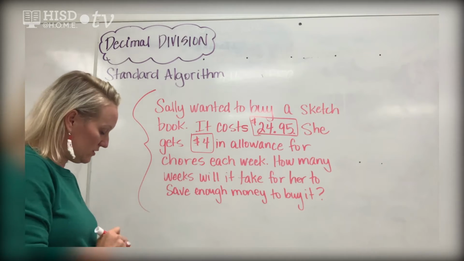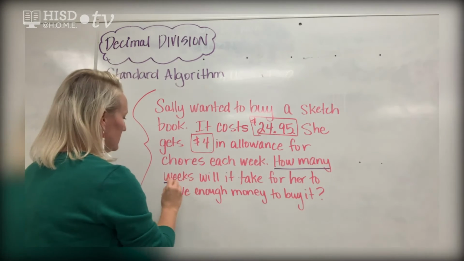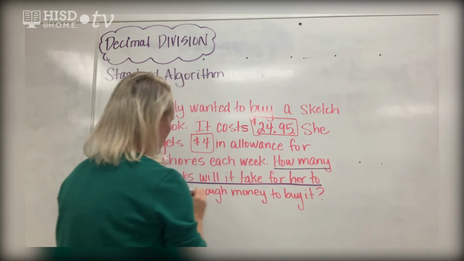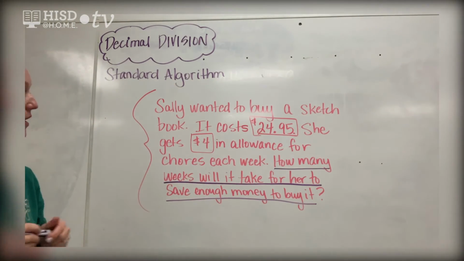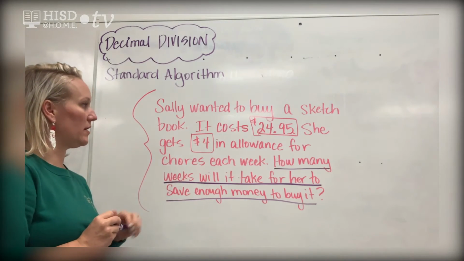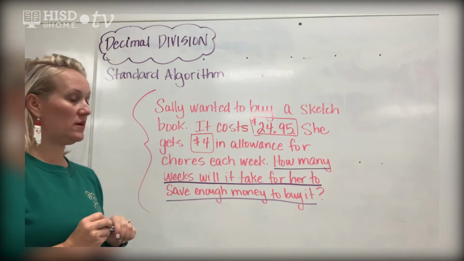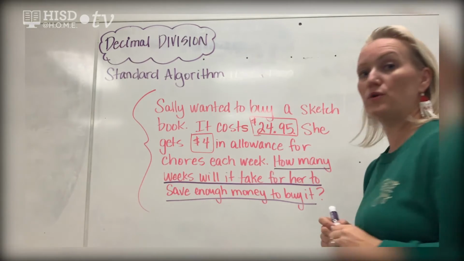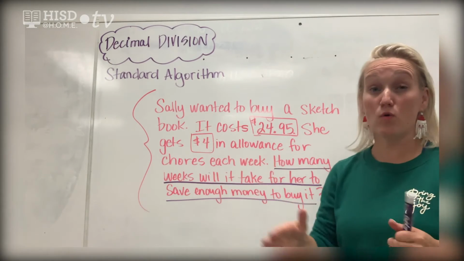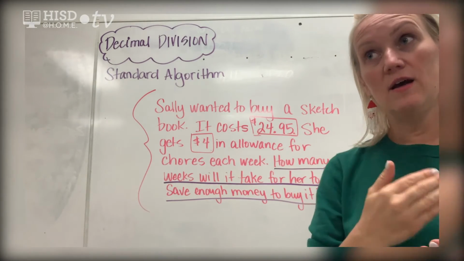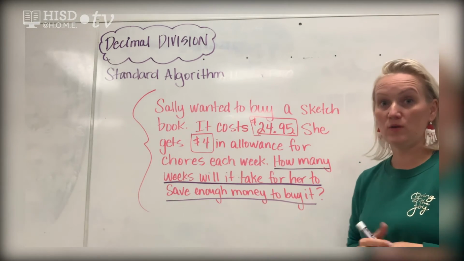So now I'm going to look at what they're asking me. How many weeks will it take for her to save enough money to buy it? Interesting. What kind of information can we think about here? We have a total cost and we have some money she gets each week. So if you're thinking this through, hopefully you would have seen that we take the cost and divide it by 4. If we take the cost divided by the amount of money she gets each week, then we will know how many weeks it would take her.